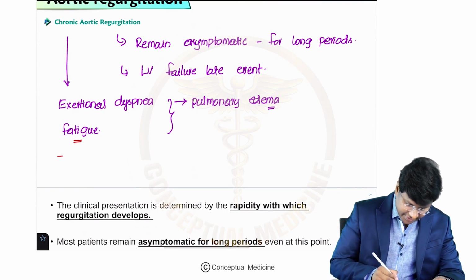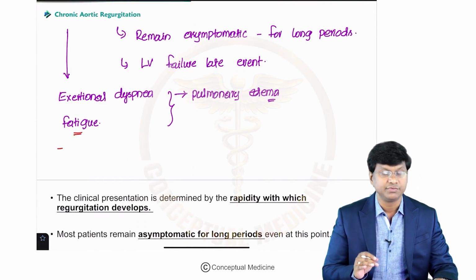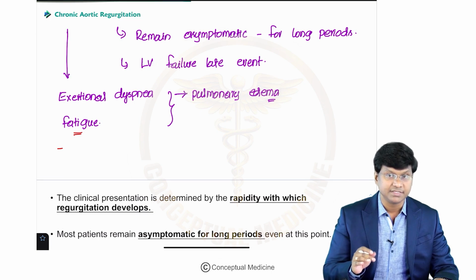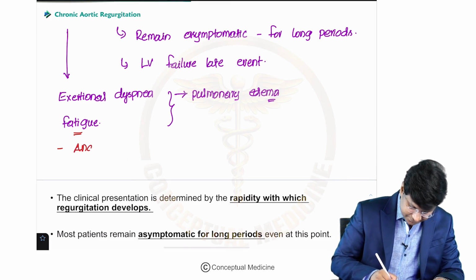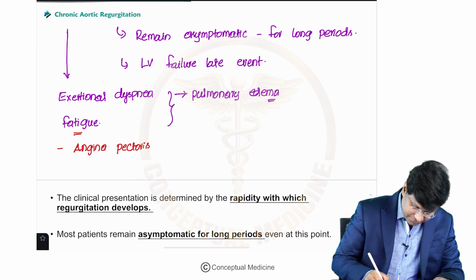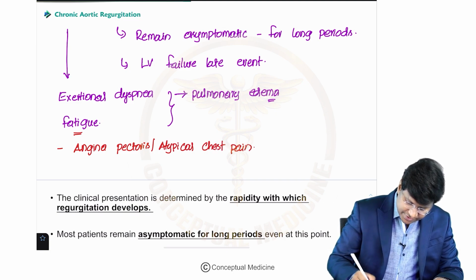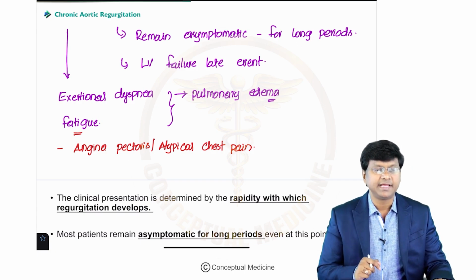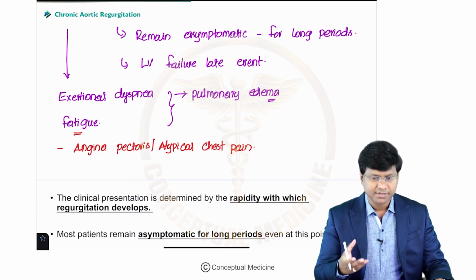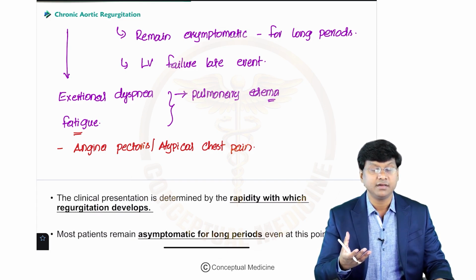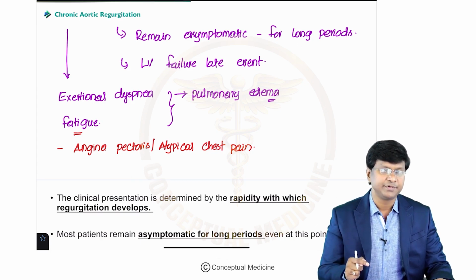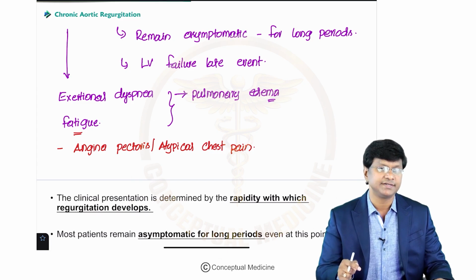Another important clinical manifestation in chronic aortic regurgitation is angina pectoris or atypical chest pain. Why do you have this? Because the left ventricle gets dilated. There will be left ventricular hypertrophy. But what type of hypertrophy do you have here in aortic regurgitation? It is an eccentric hypertrophy.